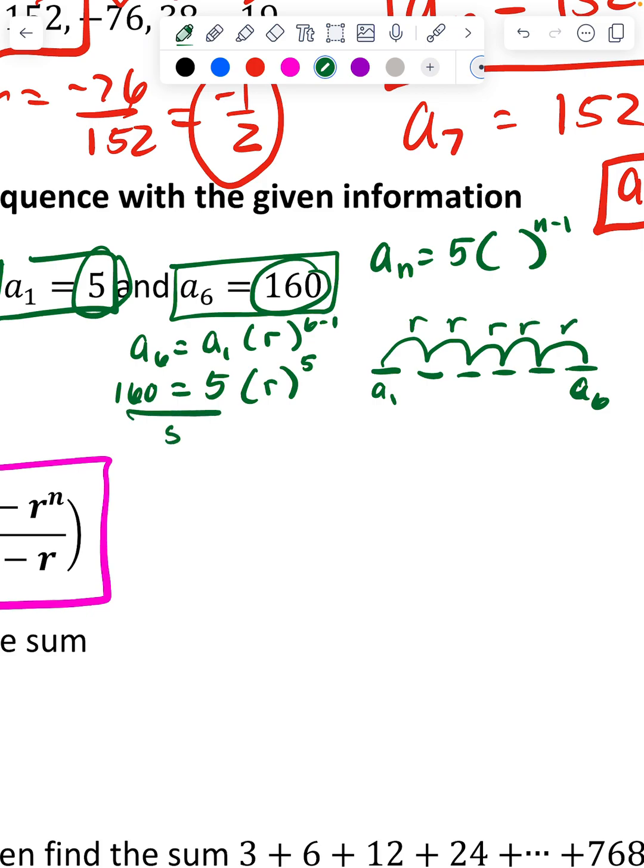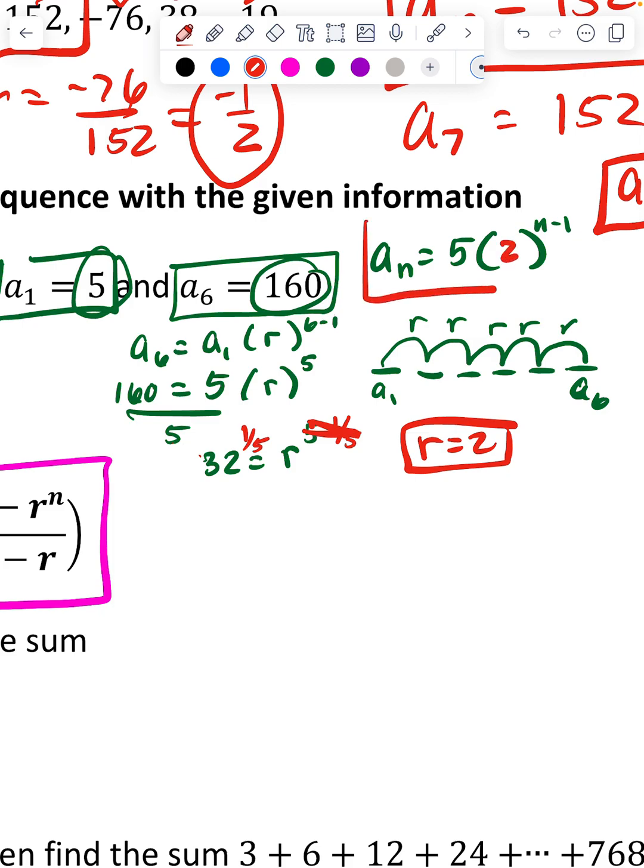So I divide by 5 here. Now I have 32 equals what to the 5th power? You can either use your blue card or you can multiply the power by a 5th over there, which just cancels out. Oops, sorry, I should put that over here. And so then I need the 1/5 power over here as well. Because then that cancels, and r is 2. And all I got to do is plug that in here, and I have my formula. So it's definitely tricky. You got to figure out what that ratio is.